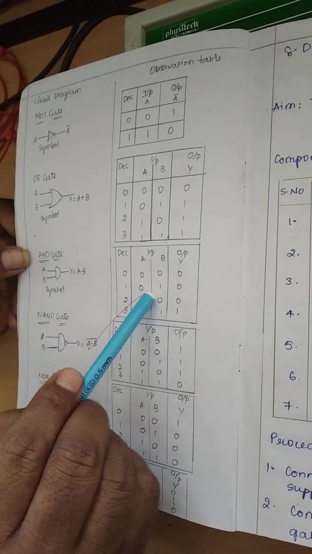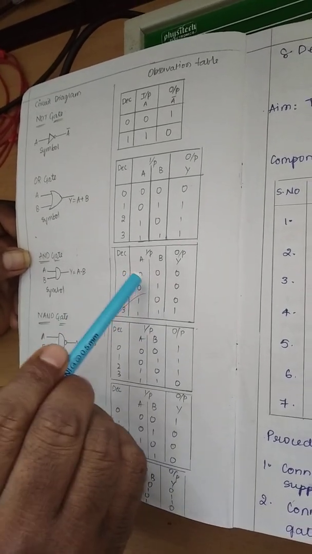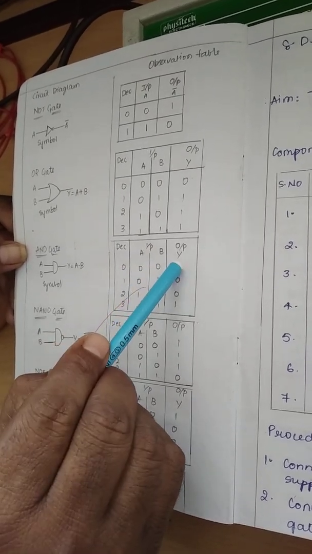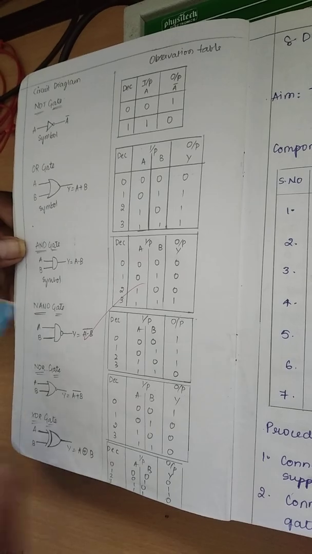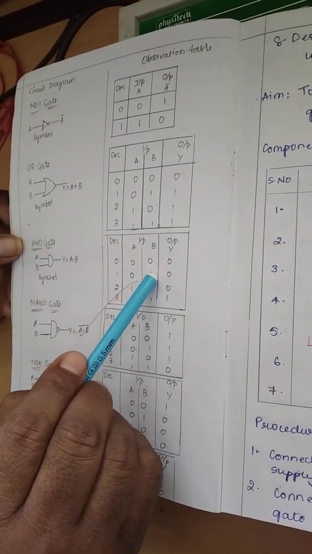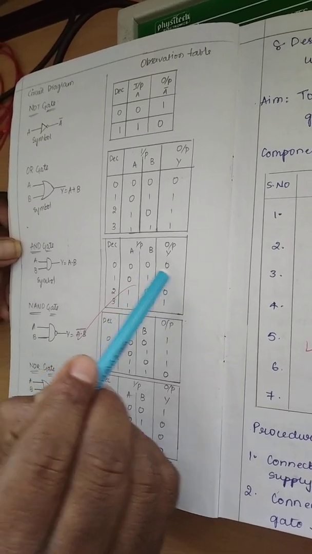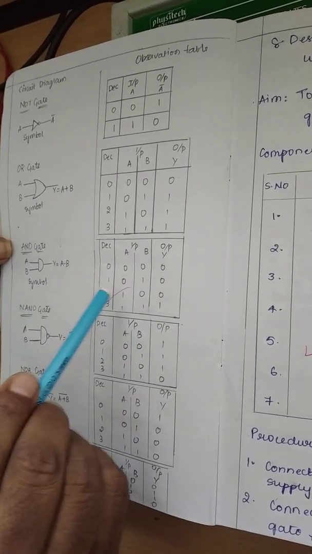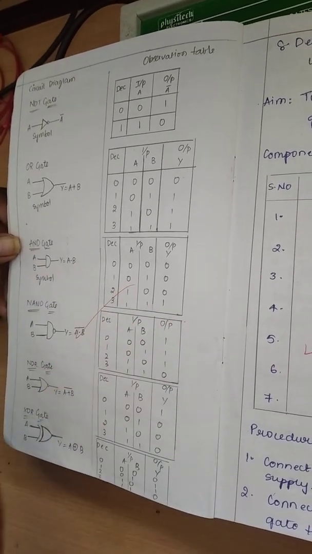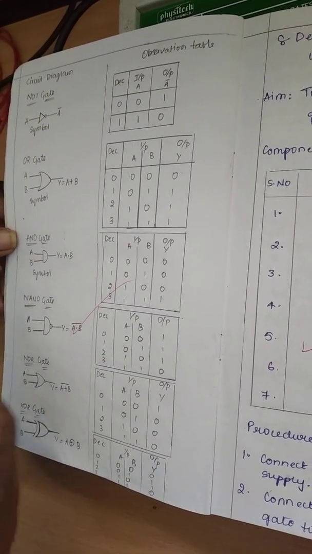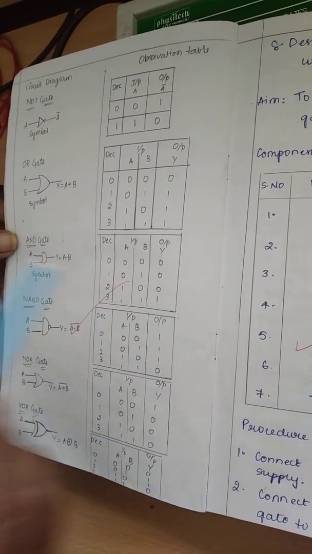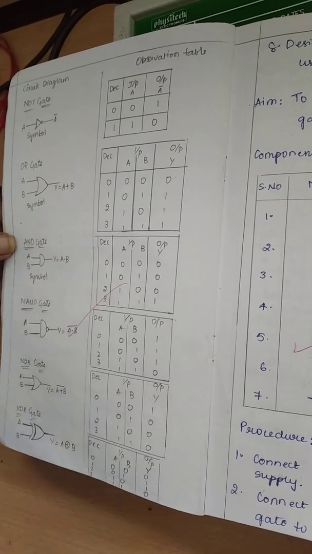Okay, so this is the truth table of the AND gate. Inputs A is equal to 0, B is equal to 0, output is 0 into 0, 0. Next condition, input A is equal to 0, input B is equal to 1, output is 0 into 1, 0. Next condition, input A is equal to 1, input B is equal to 0, output is also 0. When both inputs A and B are high, the output is also high. So that is the AND gate.